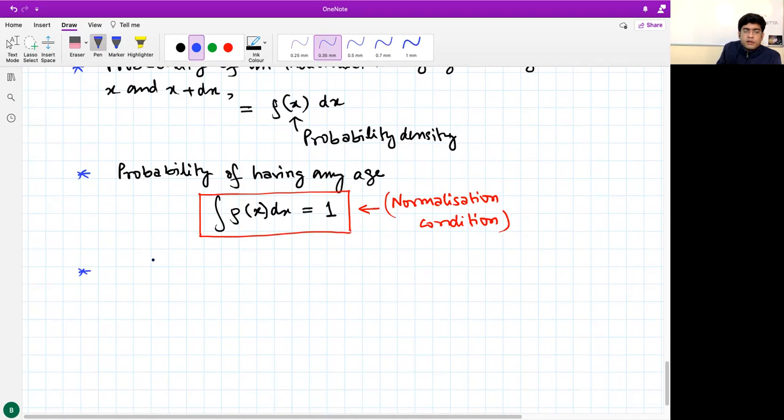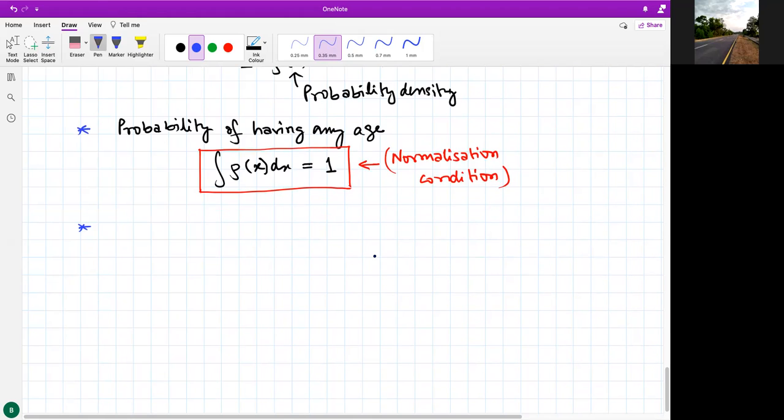Yes, tell me. Could you please explain the normalization condition? Why is it called so? Why it's called so, I'll discuss when I discuss the normalization condition. There is a better example there. I'm not getting into that example right now. The normalization thing is that you are trying to get the total probability. Whatever probability you are calculating using probability density, the value should lie between 0 and 1. Okay, sir.